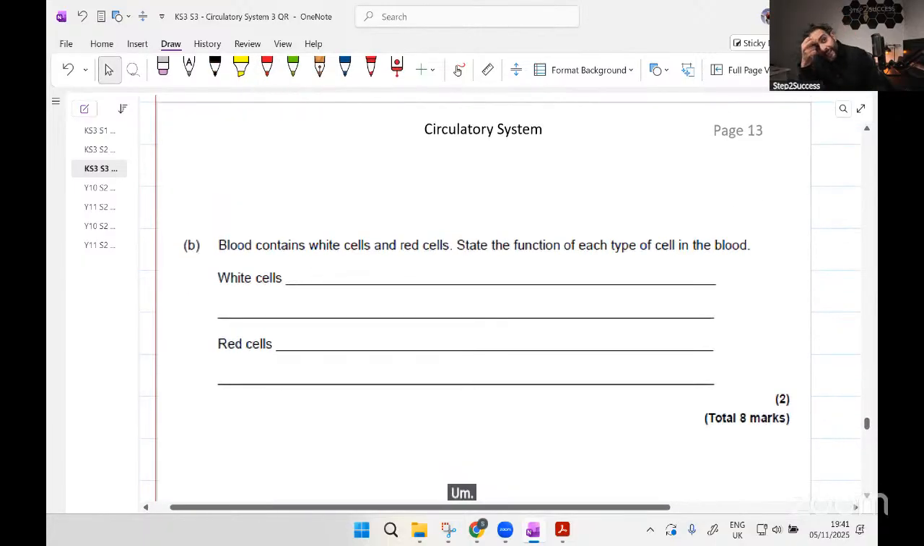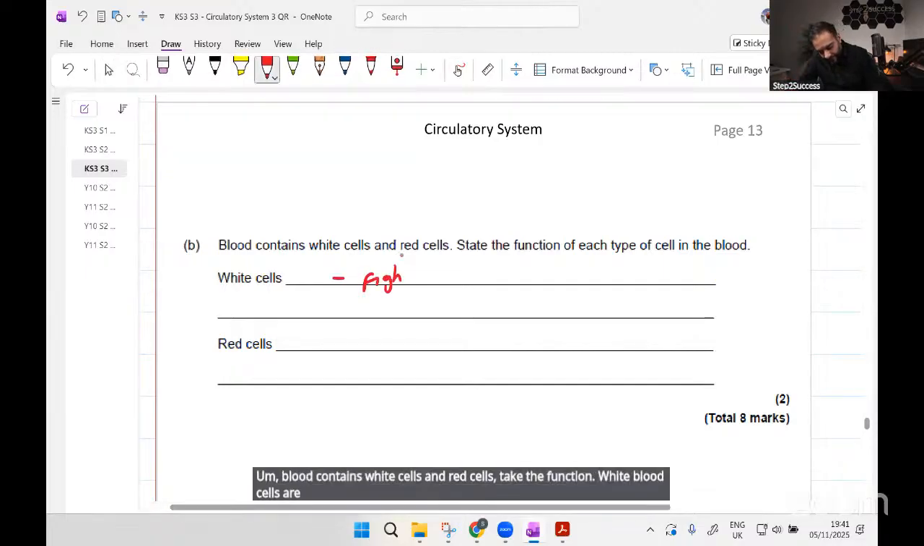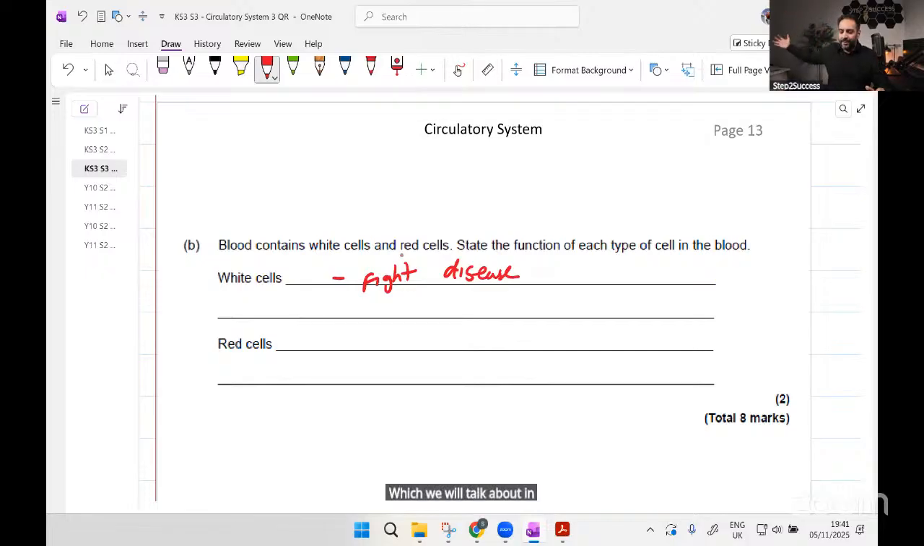Blood contains white cells and red cells. State the function. White blood cells are there to fight disease, which you will talk about in a topic you will do in a couple of months' time. And red blood cells carry oxygen. That's what their functions are.